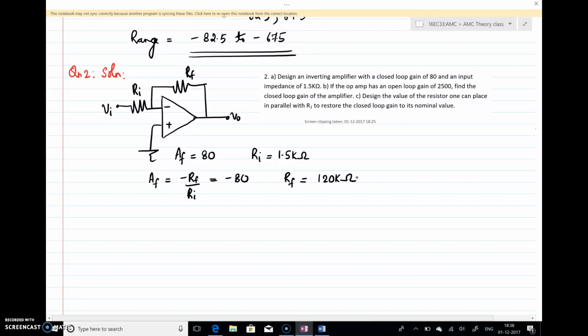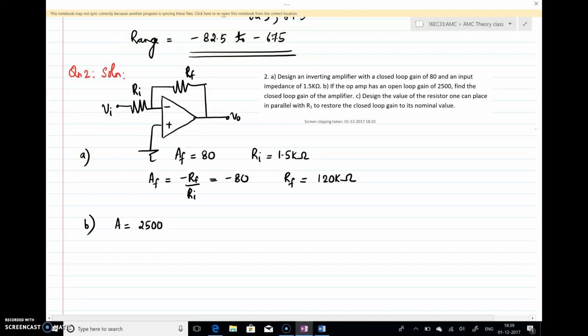Now we look at the second part. The A part is done, now we'll go to the B part. If the op-amp has an open loop gain of 2500, so I'll take the open loop gain as A. It is not infinity, it is 2500. Find the closed loop gain of the amplifier.